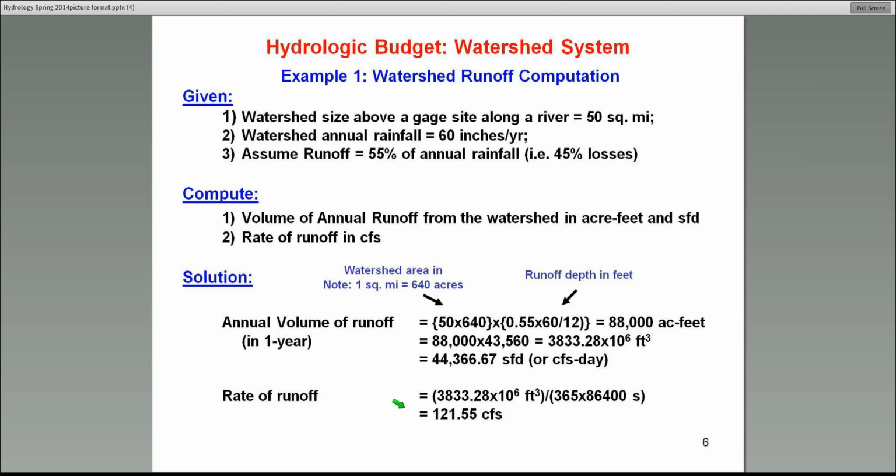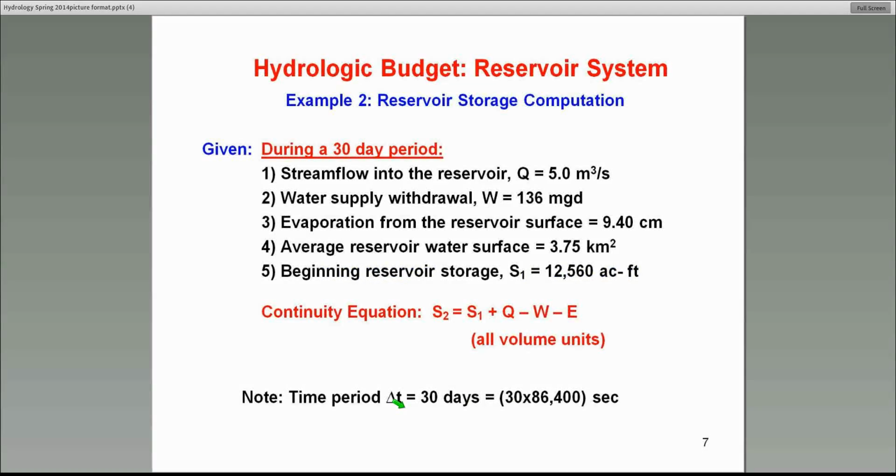Okay. Now I'm going to do another example here. This time we're going to apply the same hydrologic budget equation to a reservoir system. In this case, the time period I'm going to give you is 30 days, because typically we use a delta T of 30 days.